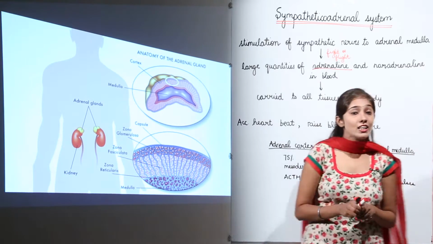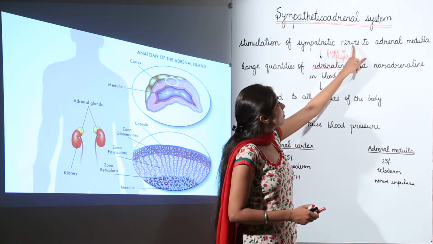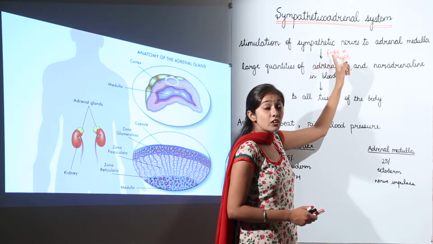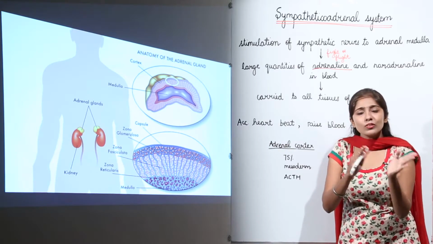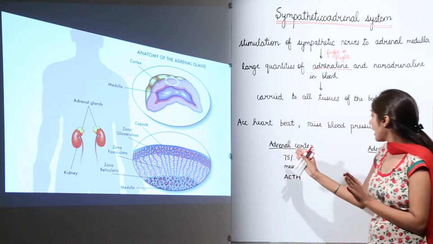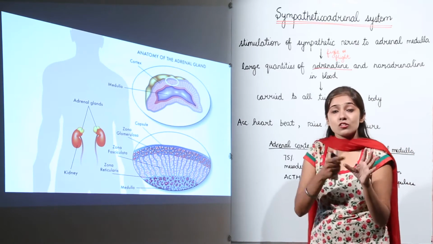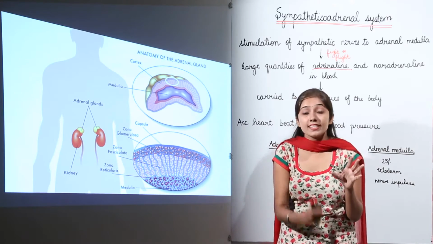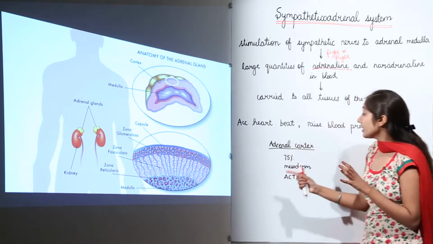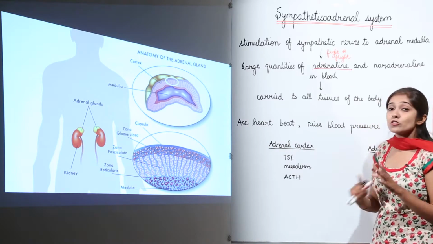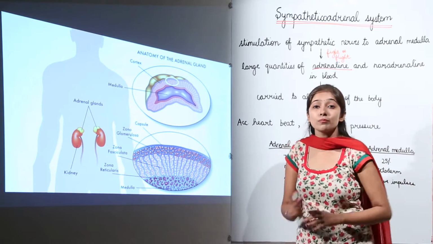And the release of hormones from the adrenal medulla, as we have discussed here, is going to be under the control of what? The sympathetic nerves. It is going to be under the control of the sympathetic nervous system. So you can make out the difference between the adrenal cortex and the adrenal medulla in this way. Remember, the release of hormones from the adrenal medulla is stimulated by the sympathetic nerves of your sympathetic nervous system. But the release of hormones from the adrenal cortex is under the control of ACTH, which is a hormone secreted by the anterior lobe of the pituitary gland.